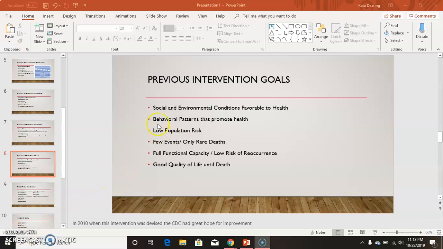Previous intervention goals. The goals of the previous intervention were social and environmental conditions favorable to health, behavioral patterns that promote health, low population risk, few events and only rare deaths, full functional capacity and low risk of recurrence, and good quality of life all the way up until death. In 2010, when the intervention was devised, the CDC had great hope for improvement.